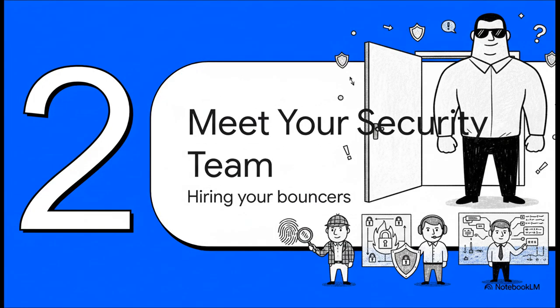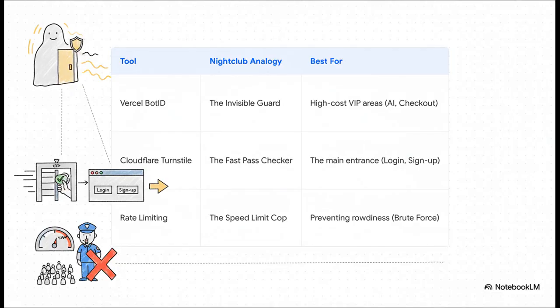Obviously, you can't manage that door all by yourself. You need to hire some help. You need a security team. And in the world of bot protection, you've basically got three types of bouncers you can hire, and each one has a very different way of spotting trouble. So let's meet the crew.